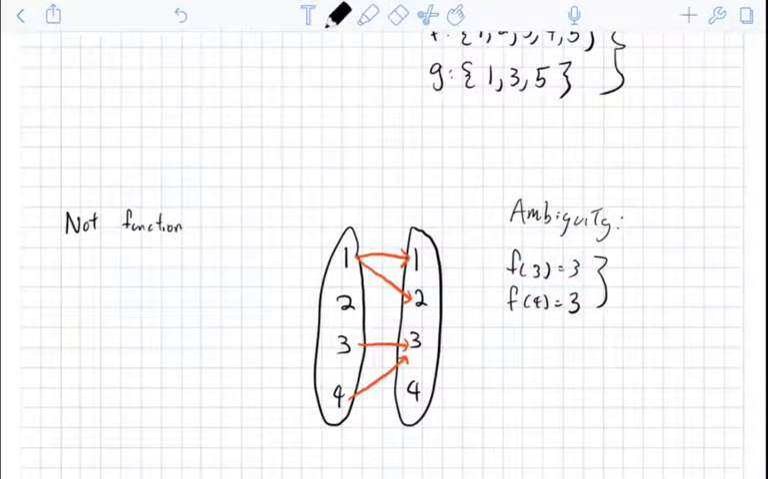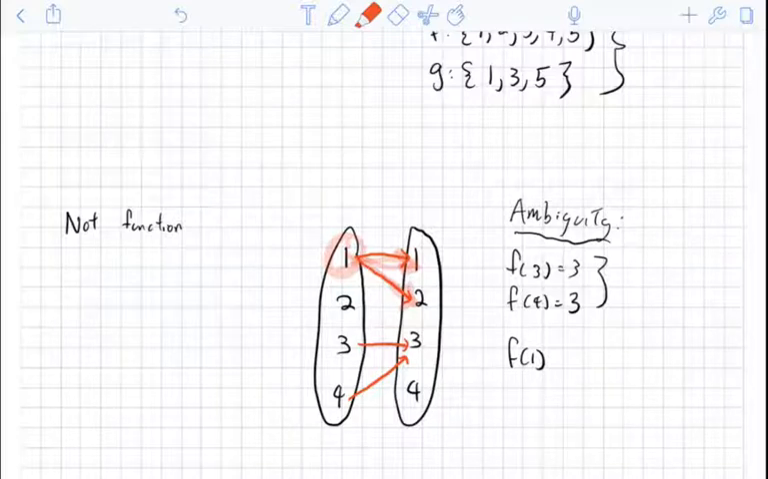That's not true for 1. For this input 1, which destination do I go to? There's 2 arrows. It's like when you're at the airport and you get told to go to 2 different gates. Which one do you go to? Because it's not clear which one this arrives at, because there's more than one arrow coming from that point, this is not a function.